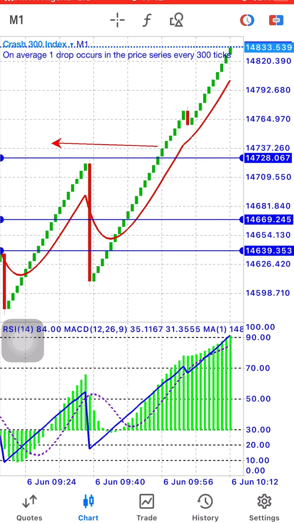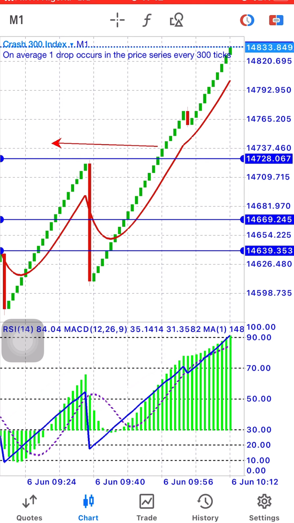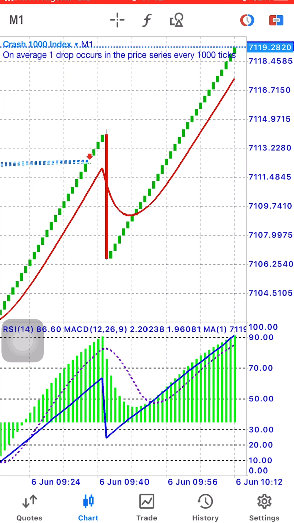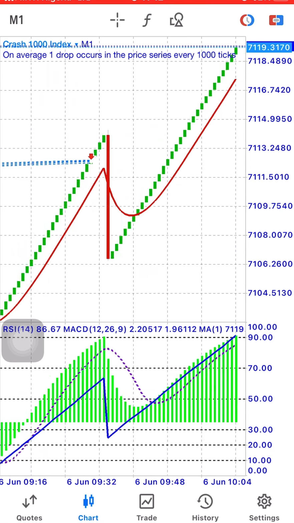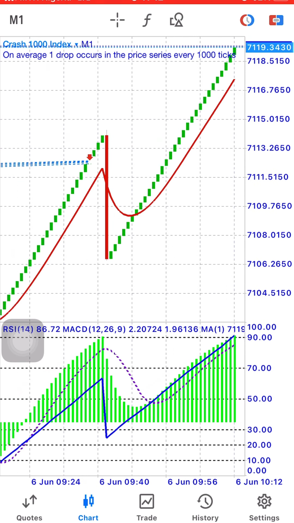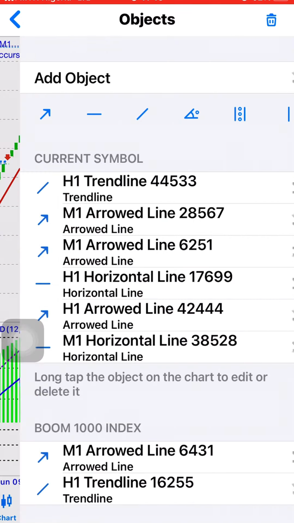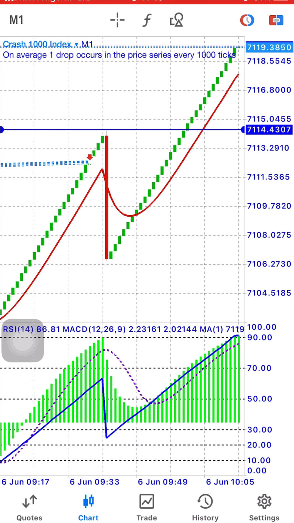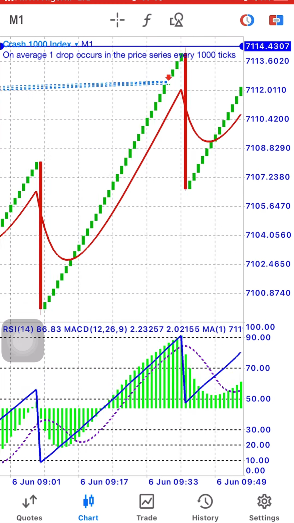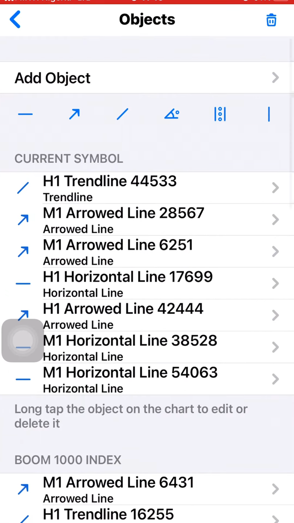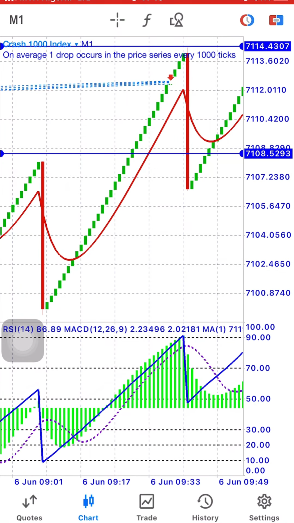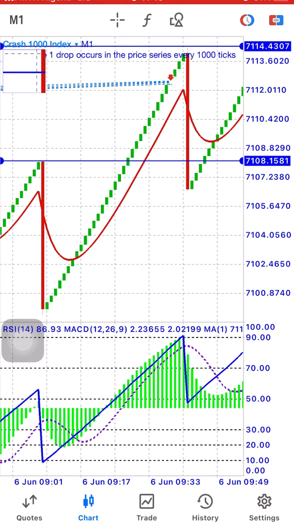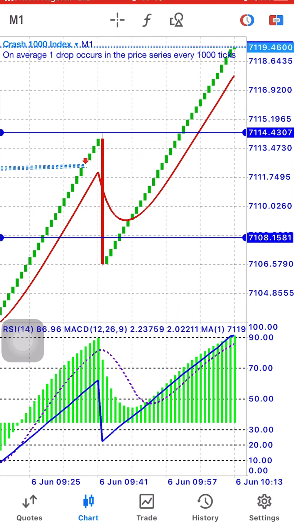So this is how to put your trend line. Now let's check Crash 1000. It's on level 90. So supposing you want to put your trend line, for instance, this is where the resistance is, and this was the first resistance down here, you see. So this is where you have to put your resistance.